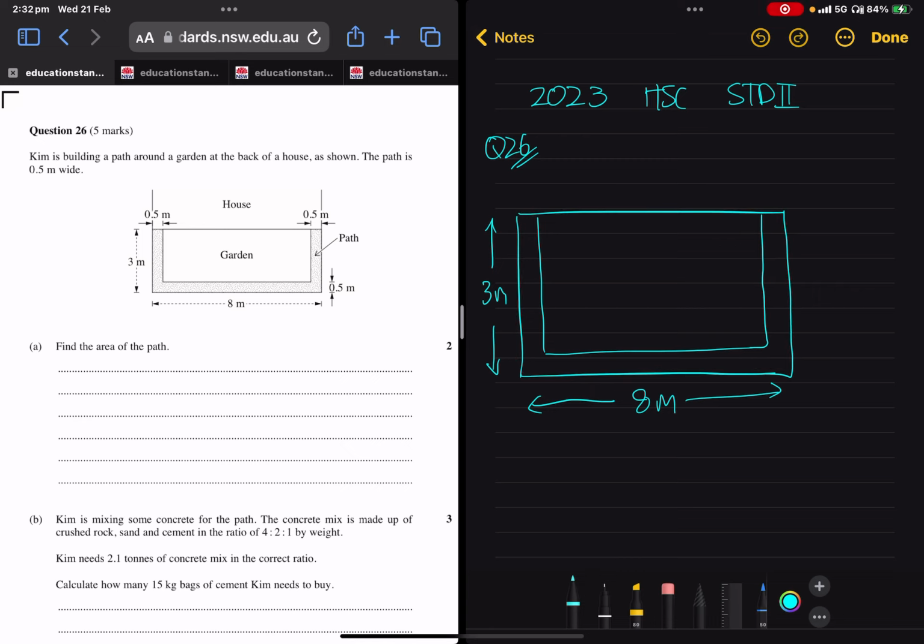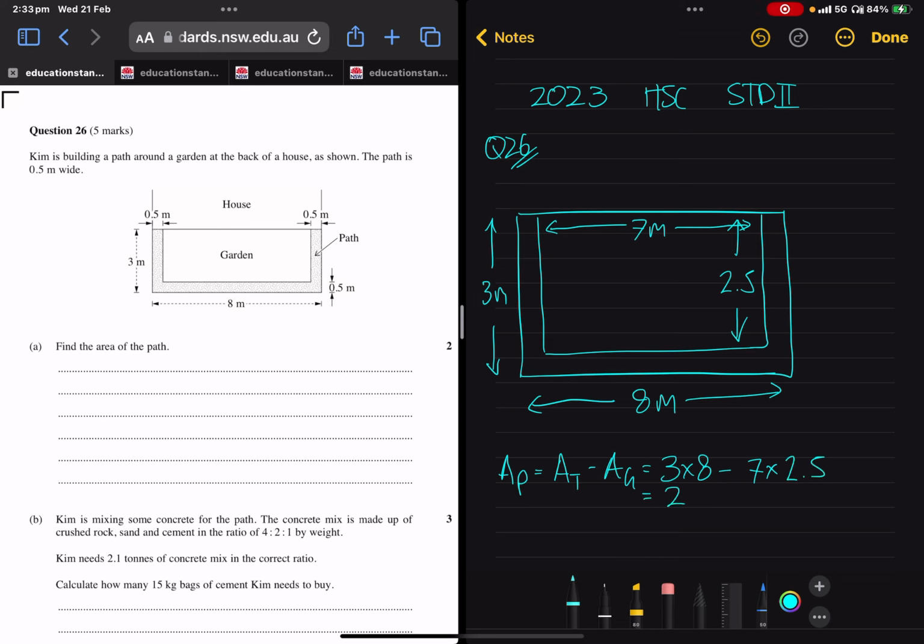So when I say big rectangle, I mean the entire garden plus path. So the area of the path is area total minus area of garden. Area total is 3 times 8. The area of the garden, well, we're told that the path is 0.5 meters wide. That means the garden must be 7 meters wide. It loses 0.5 on either side. And it has to be 2.5 meters high because it only loses the 0.5 at the bottom. So minus 7 times 2.5.